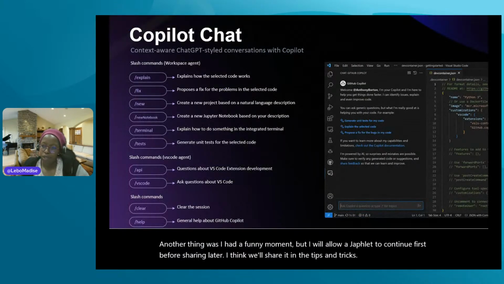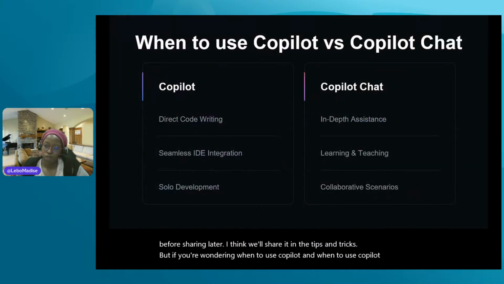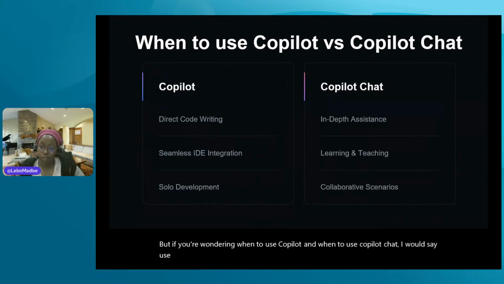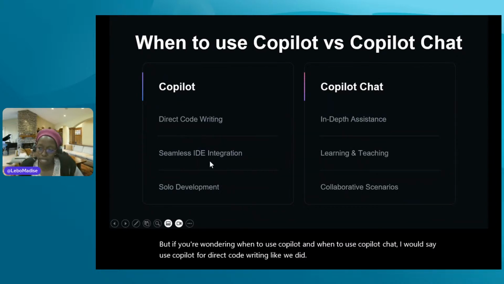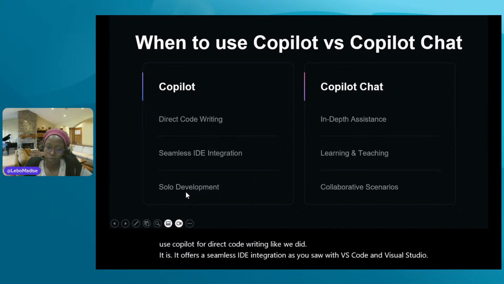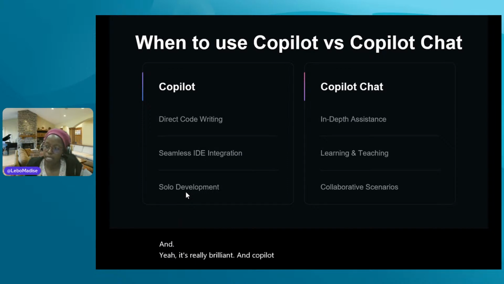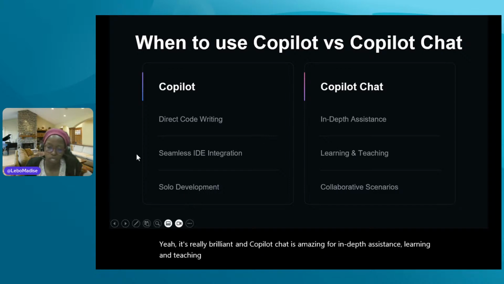If you're wondering when to use Copilot and when to use Copilot Chat, I would say use Copilot for direct code writing like we did. It offers a seamless IDE integration as you saw with VS Code and Visual Studio. And it's really brilliant. Copilot Chat is amazing for in-depth assistance, learning and teaching, as well as collaborative scenarios.